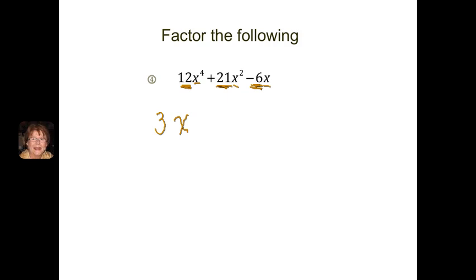But now I've got to find the exponent. In order to find the exponent, what do I do? I look at all of my exponents. Now remember, this is understood that it's 1. I always look at the lowest exponent. The lowest exponent is 1, therefore that will be my GCF because I've got to be able to divide each of those terms by the GCF. So my GCF is 3x.